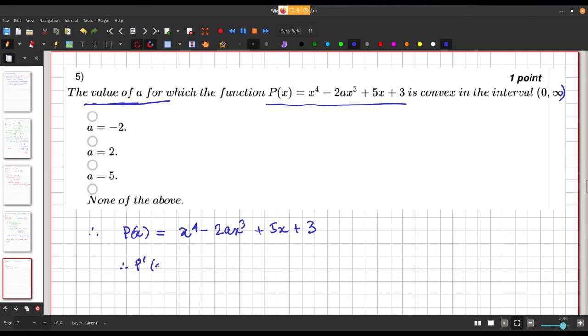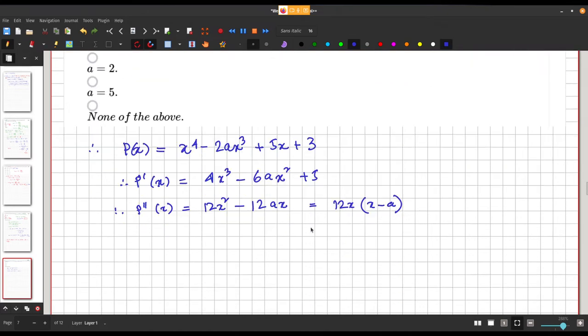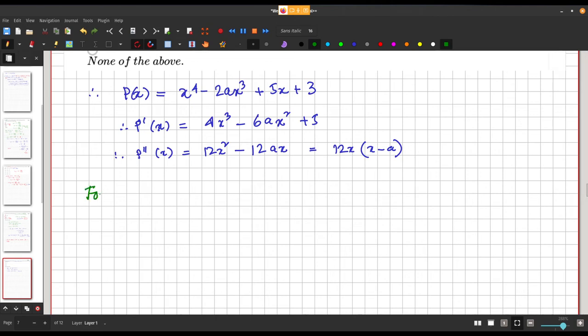So we have to find the double derivative. So first do the first derivative, which will be 4x cube minus 6a x square plus 5, and the double derivative will be 12x square minus 12a x, or you can write it in the form of 12x times (x minus a). For p(x) to be convex, we have the criteria that the double derivative has to be greater than or equal to 0. So this has to be greater than or equal to 0.